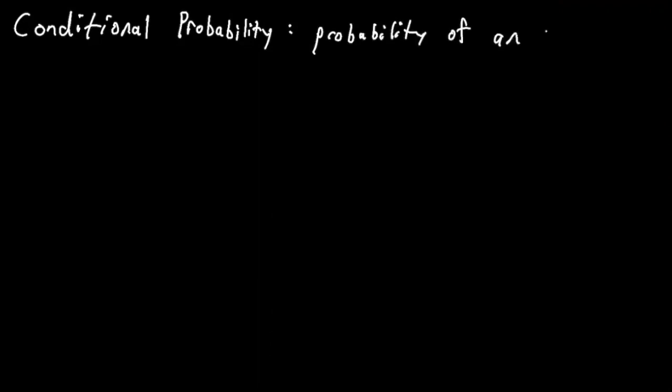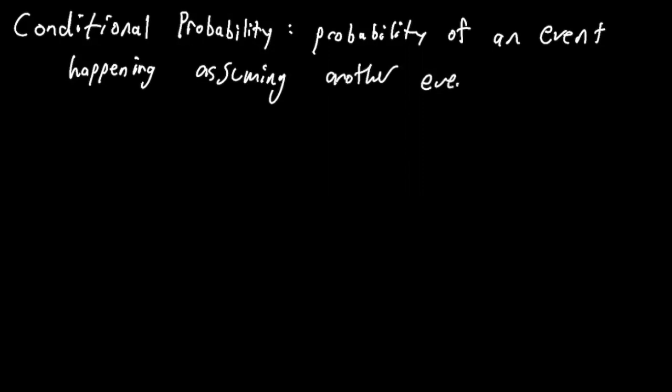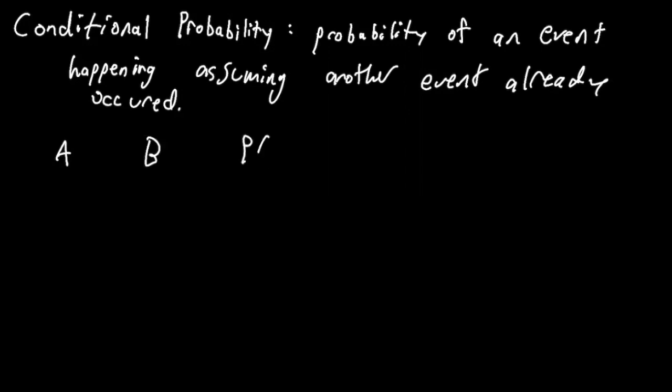of an event happening assuming another event already occurred. So, for example, if we have two events, A and B, the probability of A given B is an example of conditional probability. So this vertical line here means given when we're talking about probabilities, the probability of A given B.